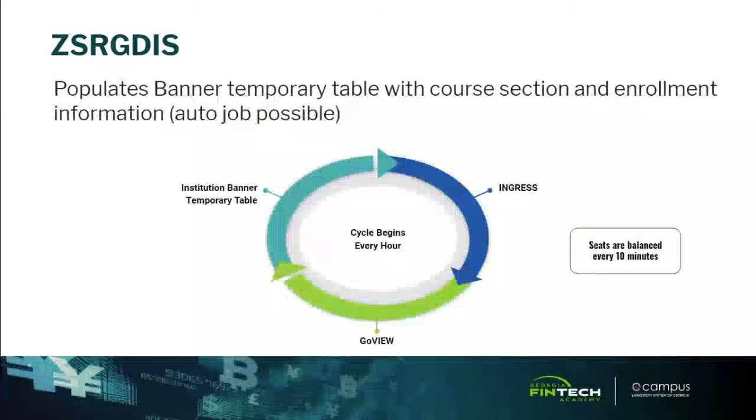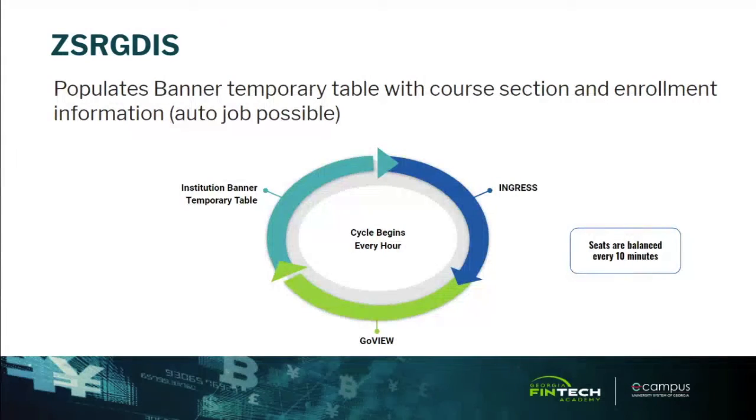So now for the different processes that are related to these courses. Many of you are familiar with what we call ZIS or GDIS, and that is the Banner process that populates a temporary table in Banner and allows Ingress to pull new information. So it initiates that seat balancer the first time a course is built, and then it also will move any registration changes or person information changes to that temporary table to be pulled into Ingress and GoView. So it's incredibly important that that process is run so that students gain access to their classes quickly.